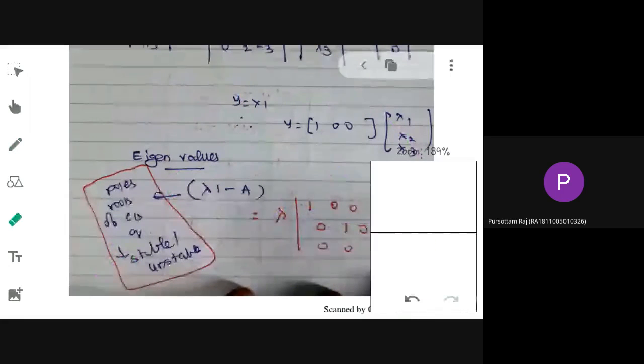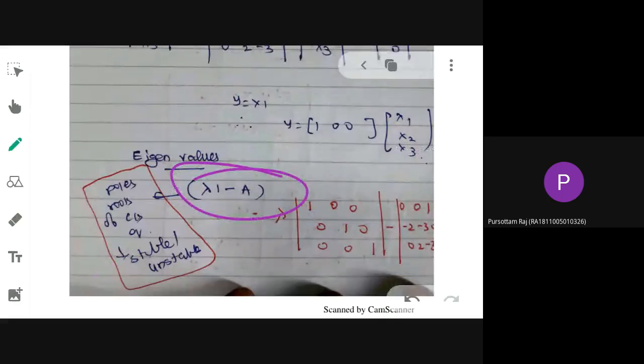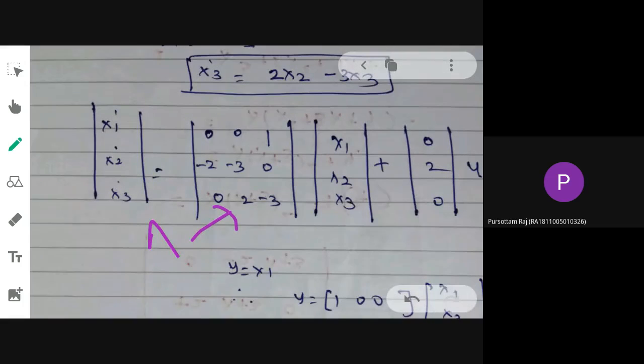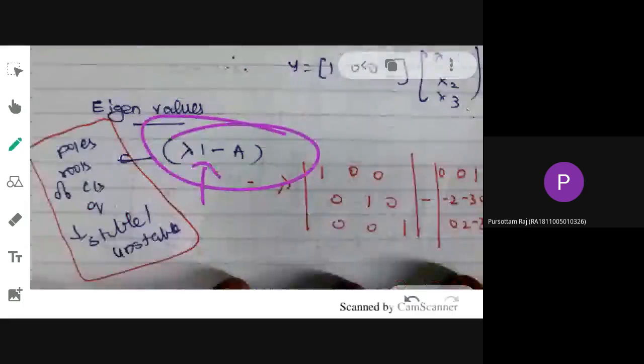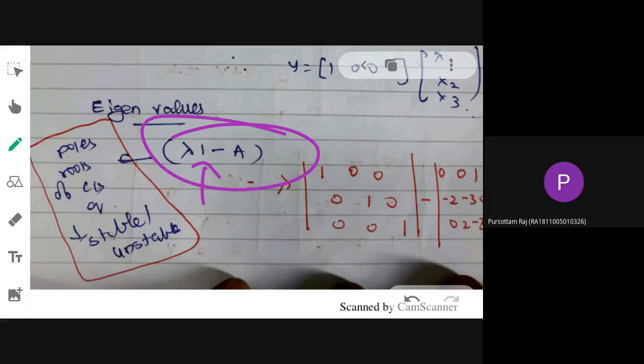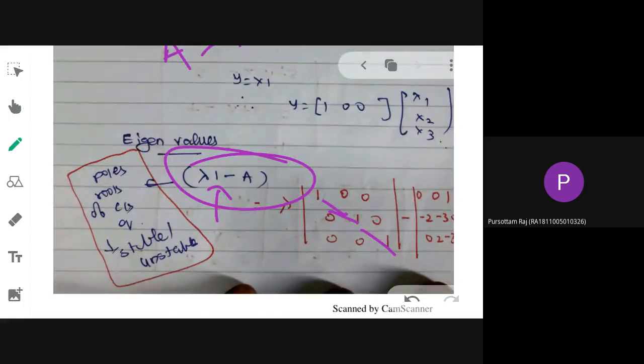What is the formula for it? Lambda I minus A. A is already known to you. This is your A matrix. And I also, what to substitute, you know. Okay. So all the diagonal elements will be 1. The 3 cross 3, so 1 0 0, 0 1 0, 0 0 1. And lambda you have to substitute. Find the eigenvalue and tell me.